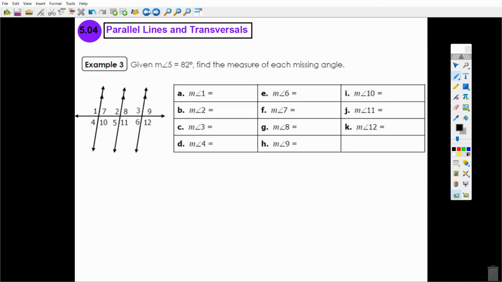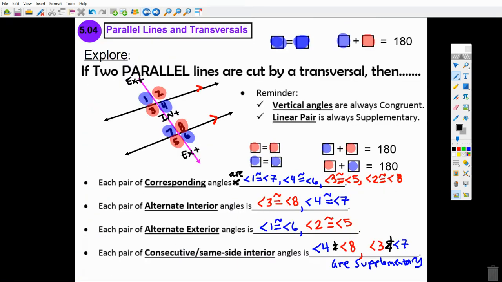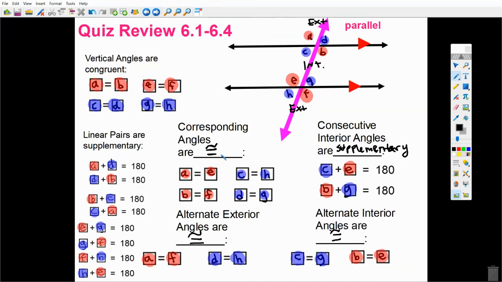Right now you have an idea of what the vocab represents. Linear pairs are supplementary, vertical angles are congruent. We already know that. But what's new for today is that corresponding angles are congruent. Therefore, the angles that are corresponding are equal. Alternate exterior angles are congruent. Therefore, again, the angles that are the same color and that are alternate exterior are equal. Consecutive interior angles are supplementary, and alternate interior angles are congruent.